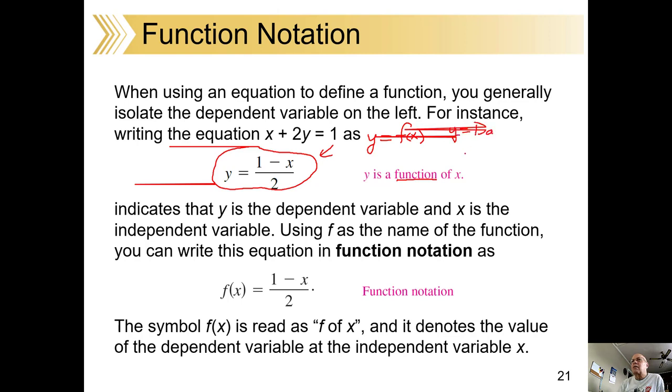Maybe you'd like to call it David of x. That's perfectly valid. You could call it Charlotte of x, anything you like. The f is just a name, nothing more. It definitely does not mean that f is multiplied times x. It means f is the name of the function, x is the variable you're using.